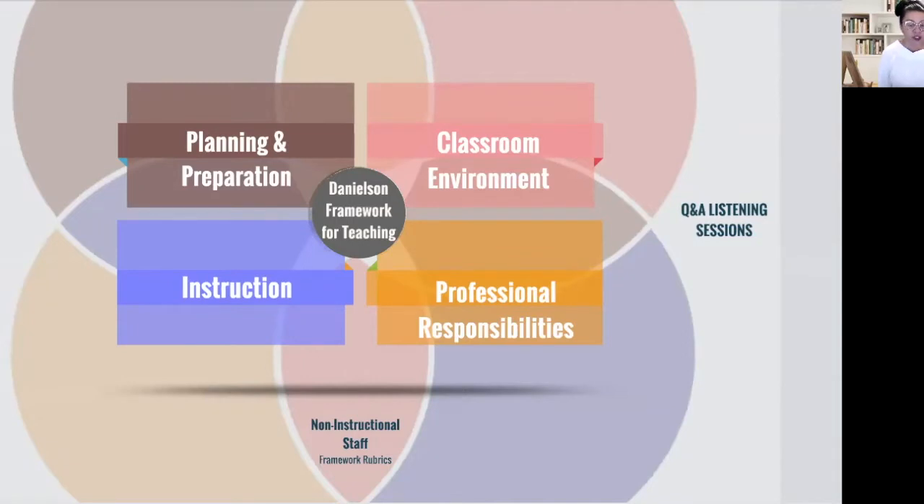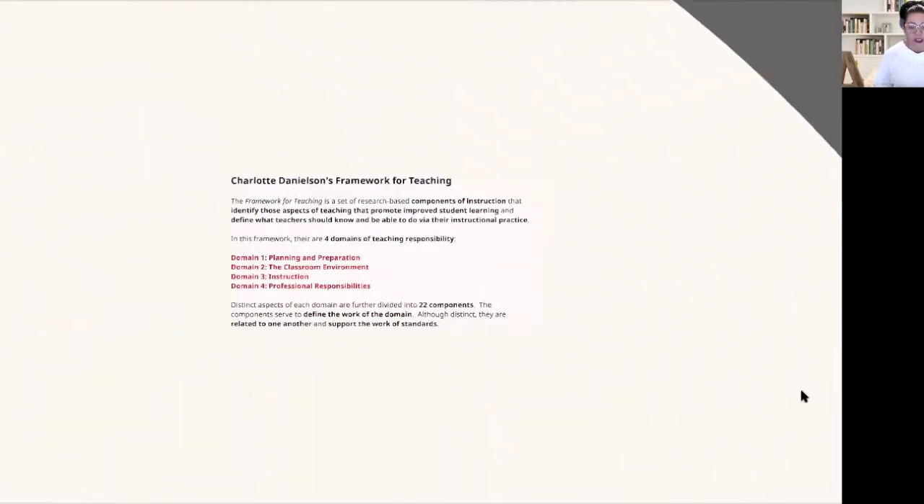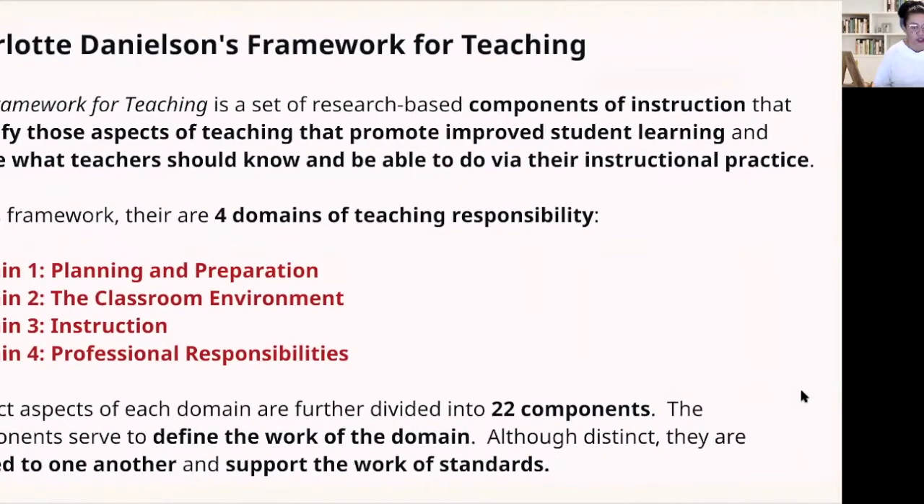In this evaluation instrument, you will have the rubrics for how a rating is determined and the different types of artifacts and evidence that can be included in an observation. So when we think about Danielson's framework for teaching, we're really looking at a research-based evaluation method that has various components of instruction. Those are used to specifically identify the aspects of teaching that promote improved student learning. They also define what you should know as a teacher and be able to do via your instructional practice.